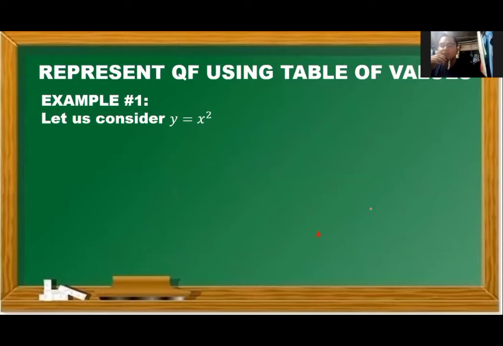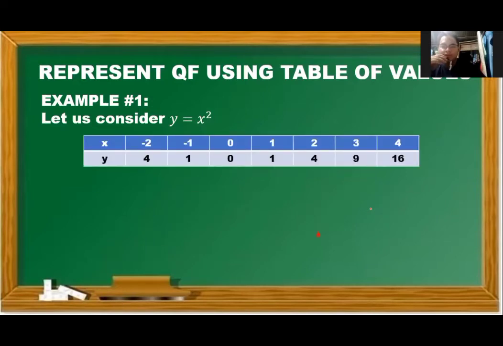We simply substitute the value of x into the given function so that we can get the value of y. In example number 1, let us consider y equals x squared. We substitute the value of x, which is negative 2, into the function to get the value of y. Negative 2 squared is 4, and so on and so forth.